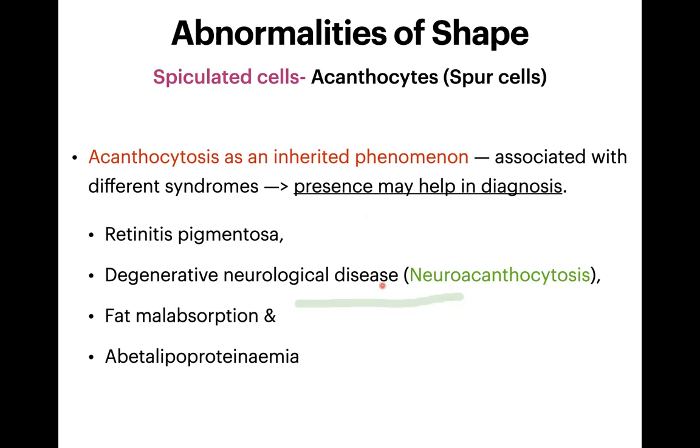These are the conditions associated with acanthocytosis, like retinitis pigmentosa and degenerative neurological diseases. Many diseases are there, cumulatively called neuroacanthocytosis. Then, like I said, lipid abnormalities like fat malabsorption and abetalipoproteinemia. In all these conditions, as an inherited phenomenon, you can find acanthocytosis.